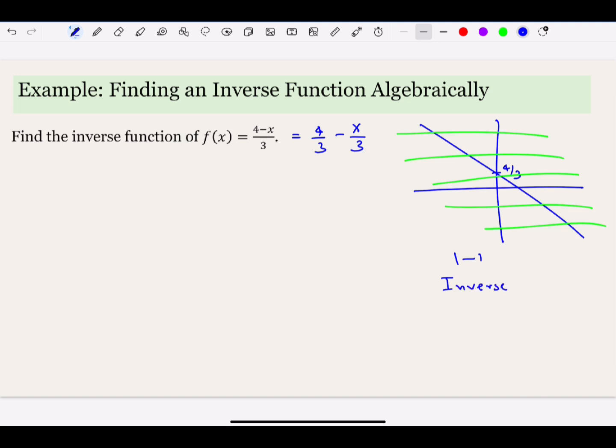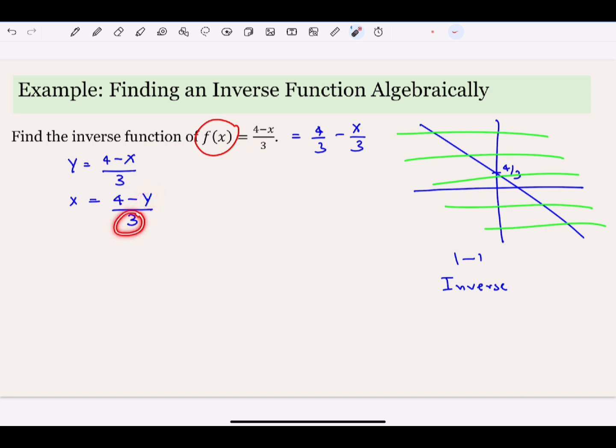So now let's do some algebra to get our inverse function. As we did in the previous example, first of all, you have to replace your f of x by y. So y equals 4 minus x over 3. And then you have to switch x and y. So here I am switching my x and y. And then I need to isolate y on one side of the equation. Okay, again I have a 3 in the denominator.